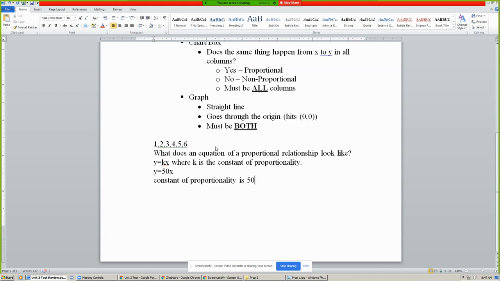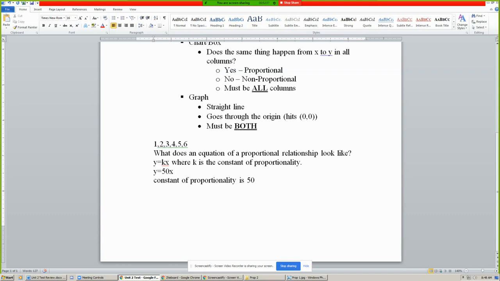So that's what you're looking for. Questions 1 through 6 are all really dealing with what an equation of a proportional relationship looks like. Some of them say, in what form is an equation that relates two proportional quantities? And you'll have to give the equation and say what letter equals the constant of proportionality.